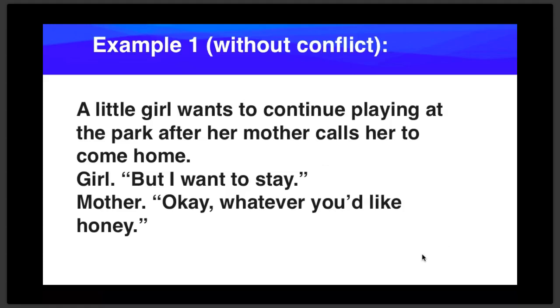Here's an example. Little girl wants to continue playing at the park after her mother calls her to come home. So the girl says, but I want to stay. Mother says, okay, whatever you'd like, honey. Now, not only am I going to slap this mother for saying we're going away, and the little girl says no, and the mom says, okay. That's the only conflict, is Mary coming after that mother being a wimp. All right, nothing's happening here. Now we have to wait to find out what's going to happen.